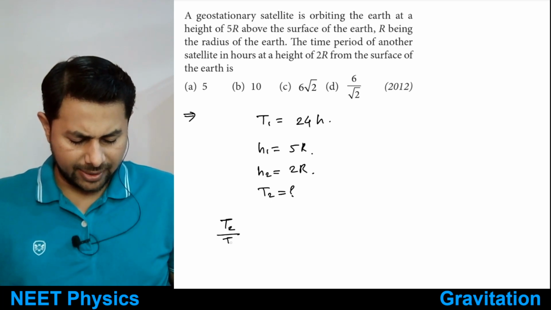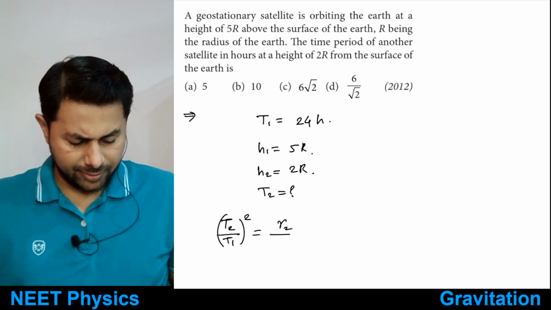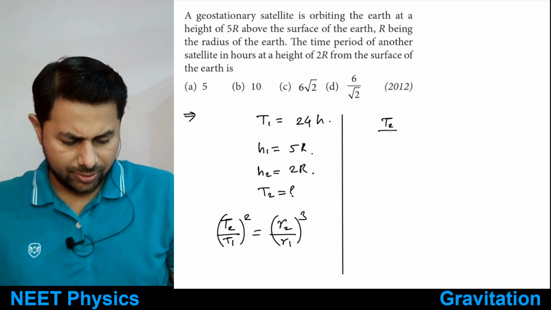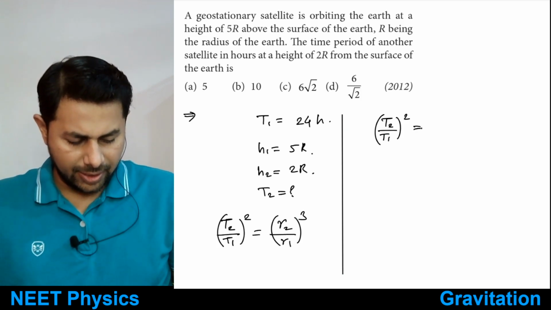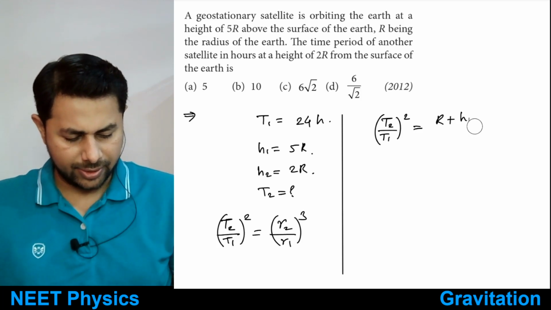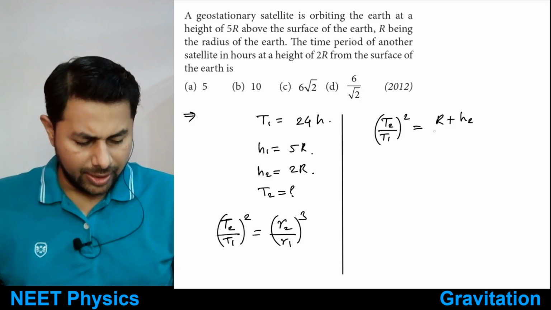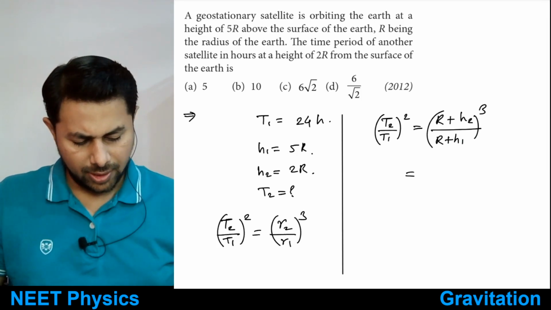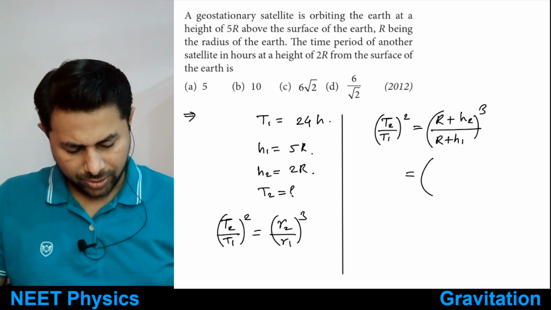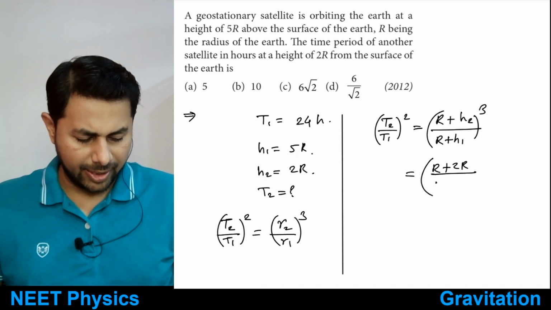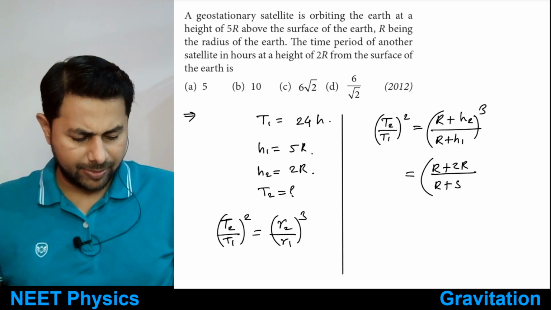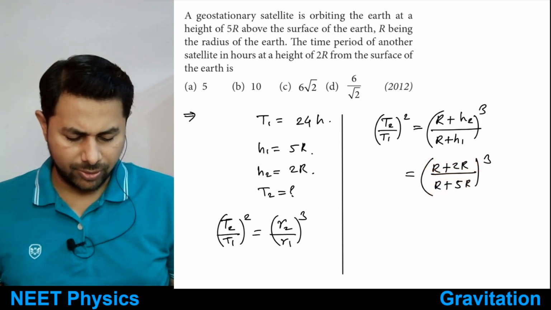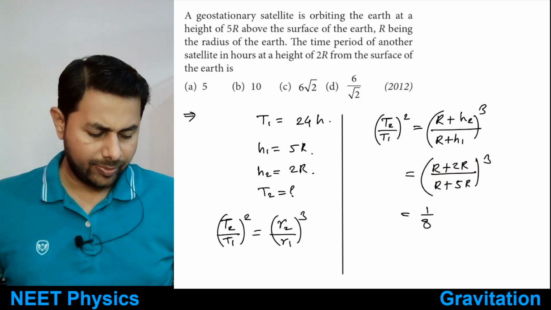So you have T2 by T1 whole squared is equal to R2 by R1 cubed. So this is equal to R plus H2 whole cubed, divided by R plus H1 whole cubed. What is H2? H2 is 2R. So this is R plus 2R divided by R plus H1, which is 5R, R plus 5R, and you have the cube of that. So this is 3R divided by 6R, meaning 1 by 2, 1 by 2 cubed. Once again the answer is the same. So this is 1 by 8. This is T2 by T1 squared.